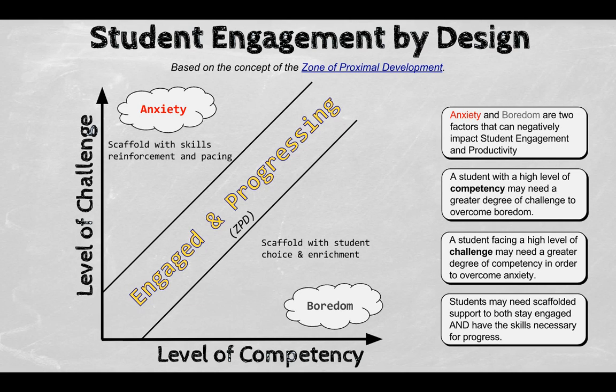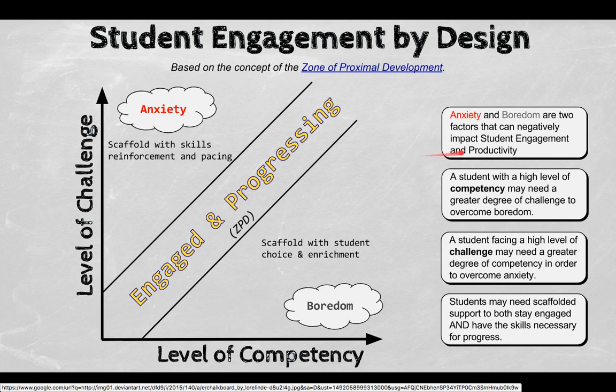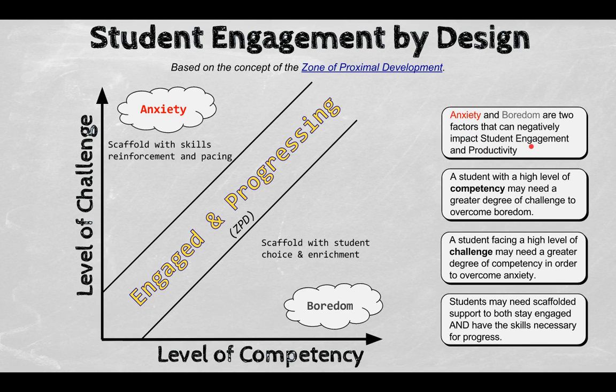And then if there's a low level of challenge and you have kids who are rather competent, they would be further down on the right side. They're going to be struggling more with boredom, just not engaged because they're just bored. So you got your kids who are stressed out and they're full of anxiety, and then you got your kids who are bored. What we're shooting for is getting kids in the zone and where they're engaged and progressing. So these are two factors, this anxiety and boredom, that really what it's negatively affecting is how much your student is engaging and being productive and a contributing member of your classroom.